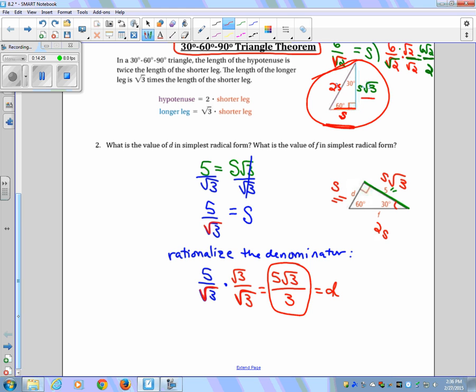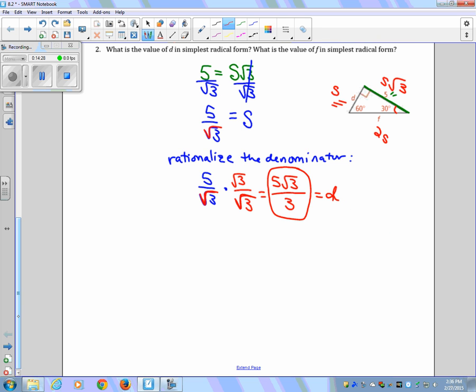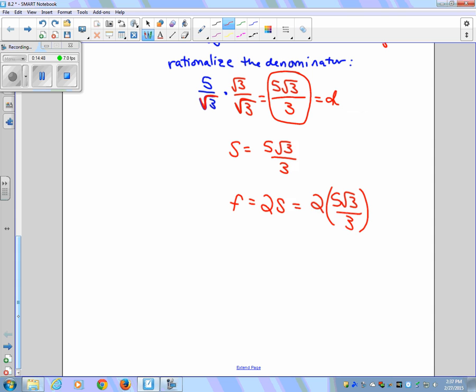Okay, now we want the value of F. Well, F equals twice S. If S equals 5 root 3 over 3, and F equals twice that, we need to do twice 5 root 3 over 3. This is important now. When you're multiplying by 2, think of it as 2 over 1. You're multiplying this 2 only by that 5, because you're doing 2 times 5 over 1 times 3. Multiply across the top, multiply across the bottom.